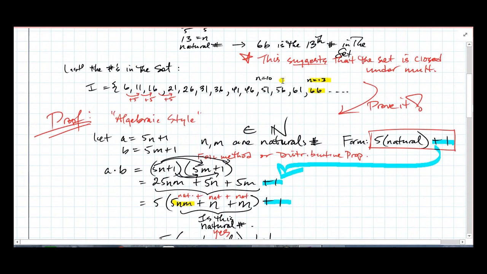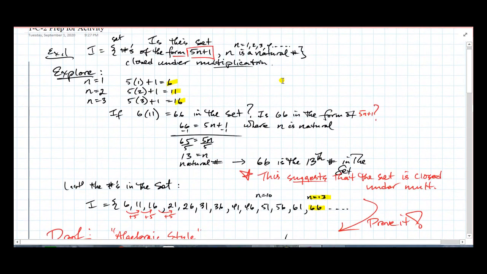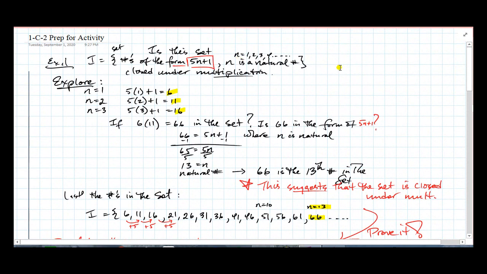Okay, so this is just a couple examples on closure and proving algebraically, and it's a prep for 1C2. All right, and if you want to be successful, mathematically speaking, give this a shot, study it, practice it, and own it. Okay, and then obviously do 1C2, and we'll do some more work in the future.